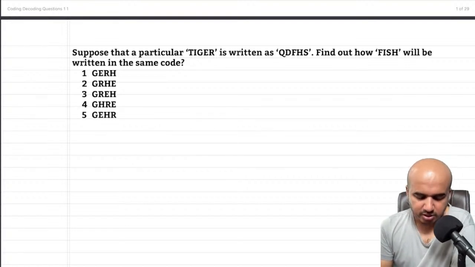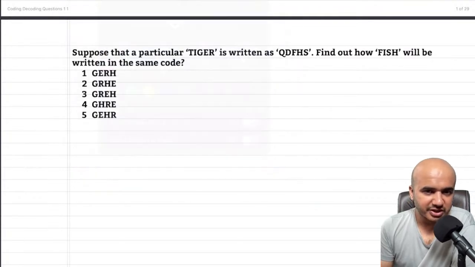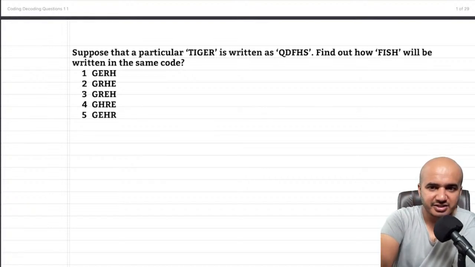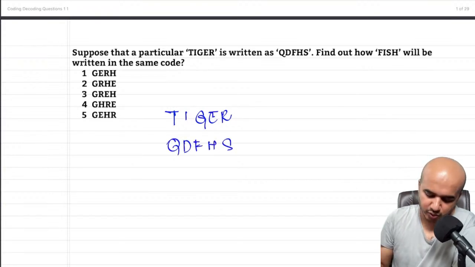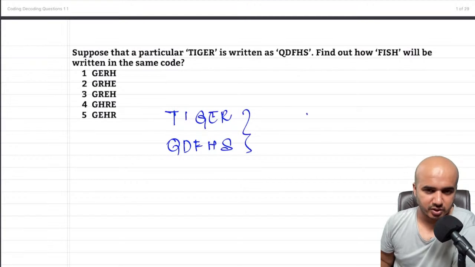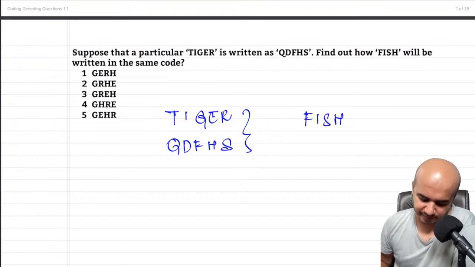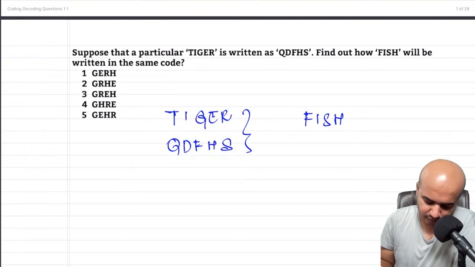What does it say? Suppose the particular word tiger is written as QDFHS. How would fish be written in the same code? So tiger is written as QDFHS. If that is the case, how should we write FISH? So if you look at this, there is some kind of connection for sure, but not a direct connection. So tiger is here, QDFHS is here.